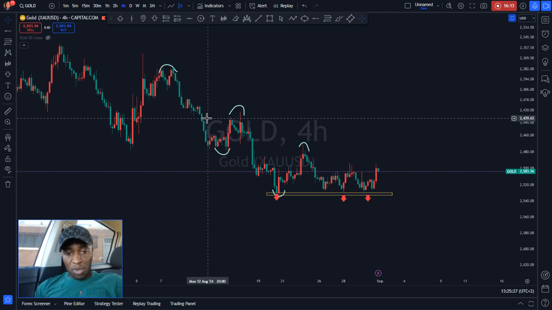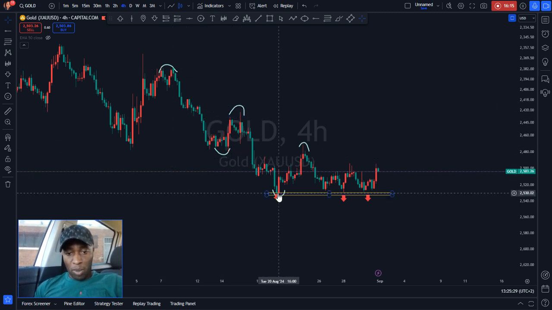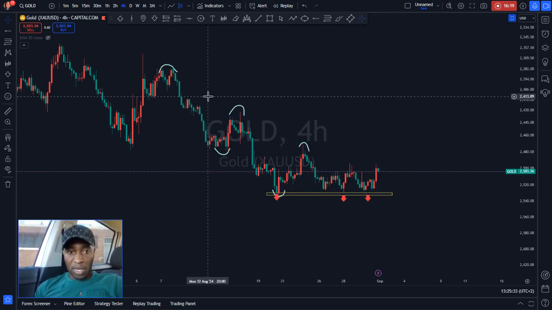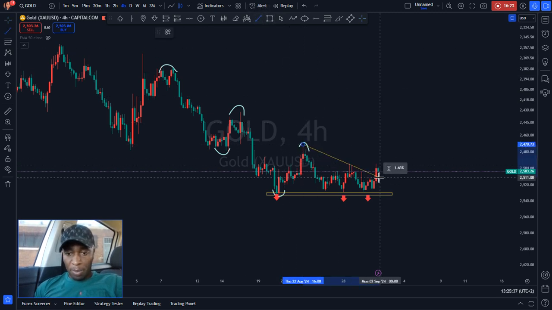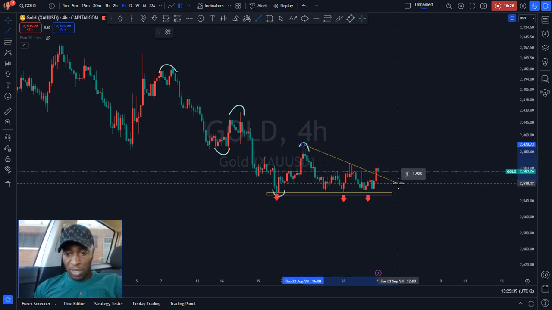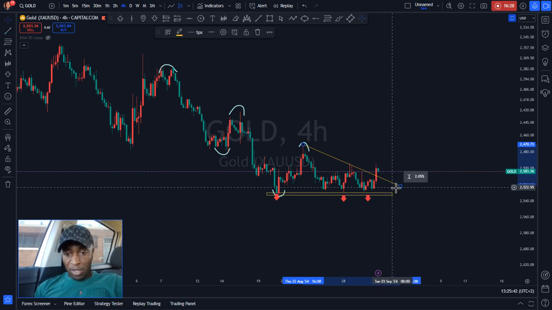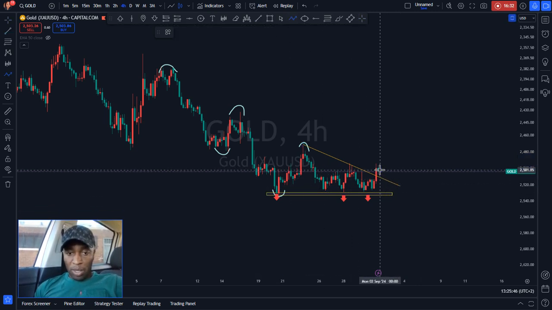So we have this structure which is going to the lower low, lower high, lower low, lower high, and then we have this triple top. So what I'm looking for right now, I'm looking for the market to be going up because the market, as you can see right here, failed to break below this point.